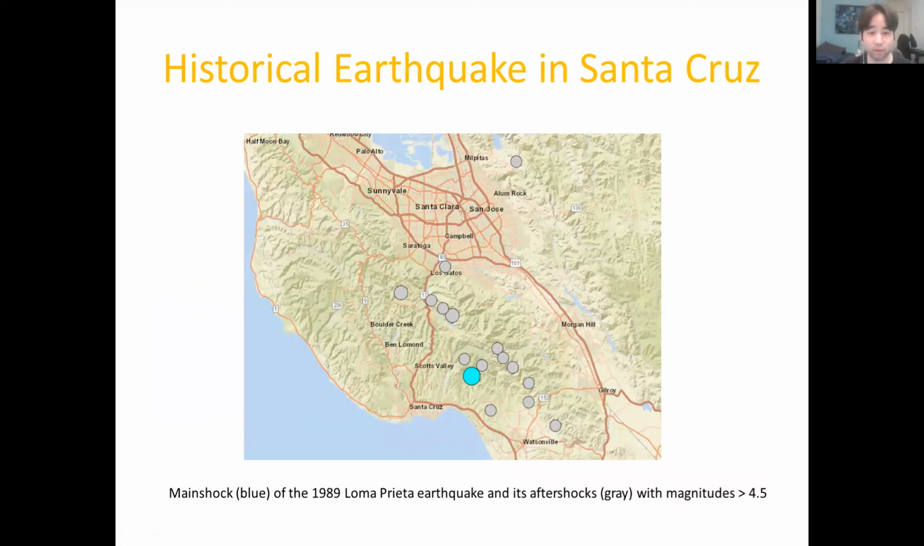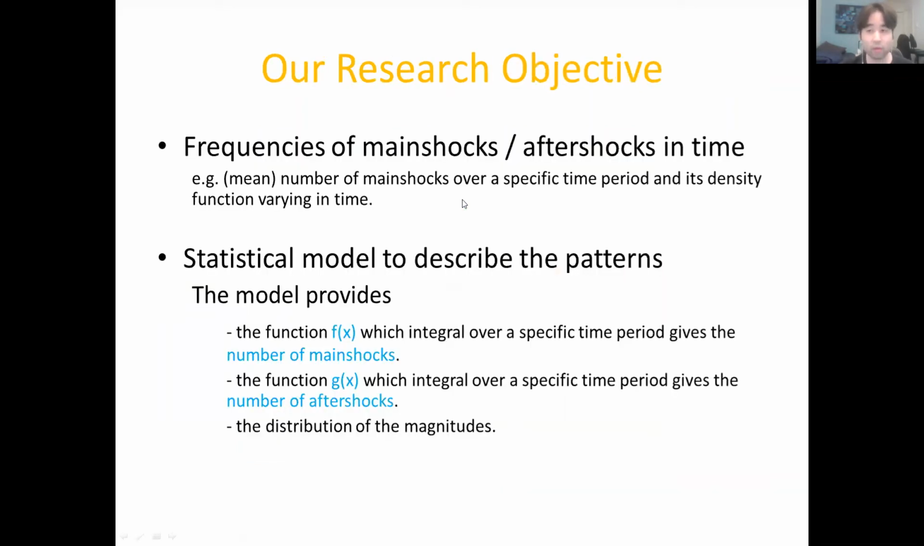The blue circle at the center of the figure indicates the main shock, the Loma Prieta earthquake, and we can see some other aftershocks around it. Those are the gray colored circles. What we're interested in in this research is the frequency of main shocks and aftershocks.